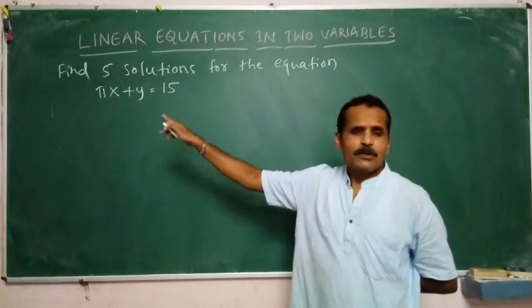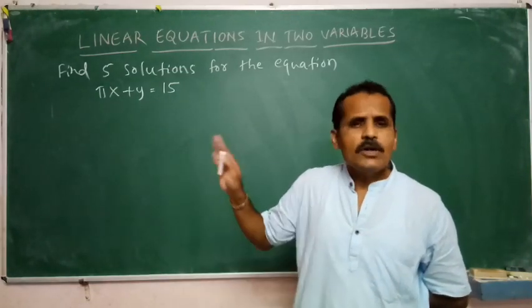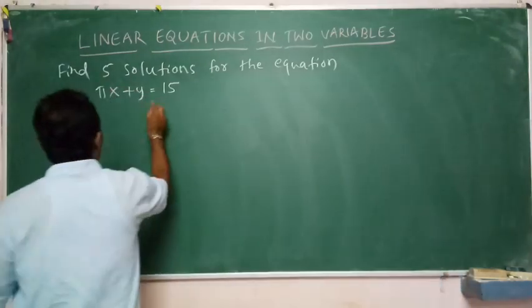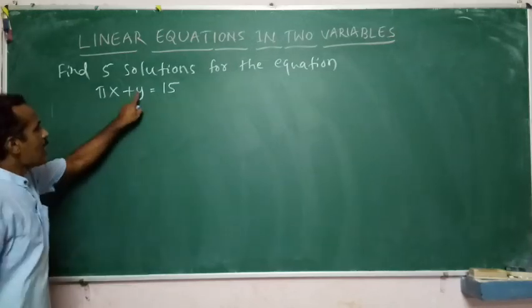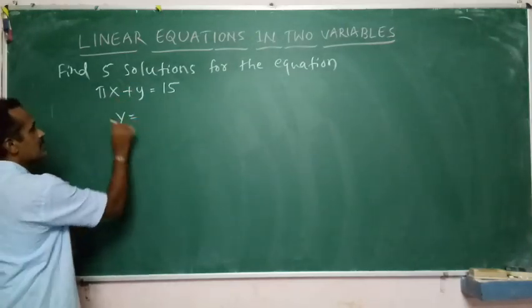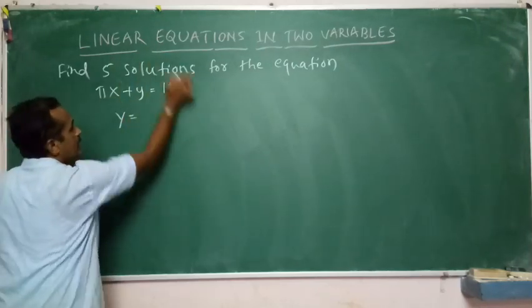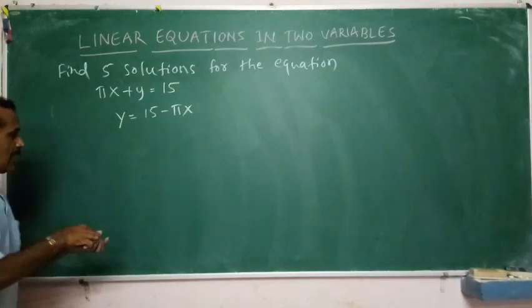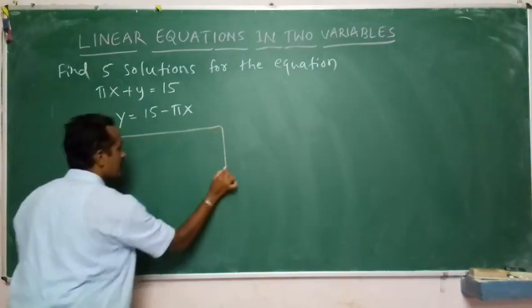Pi x. You know pi is equal to 22/7. But don't substitute the value of pi here. You keep it as it is. Since y has the coefficient 1, let me keep y on the LHS, and shift pi x to the RHS: y is equal to 15 minus pi x. I can go for a table for different values.